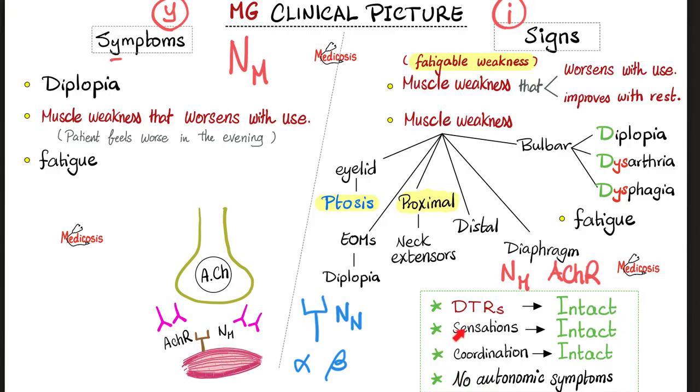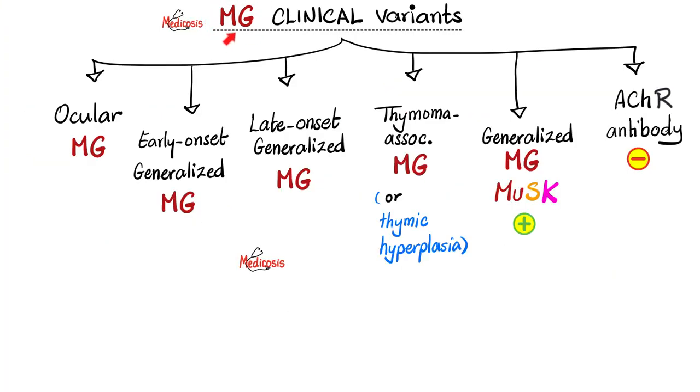Please remember these facts because the story is going to differ when we talk about Lambert-Eaton myasthenic syndrome in the next video. Not all myasthenia gravis patients are the same. We have many clinical variants for this disease. There is ocular myasthenia gravis, early onset generalized myasthenia gravis, late onset generalized myasthenia gravis, and thymoma associated myasthenia gravis, but it does not have to be a thymoma. It could be thymic hyperplasia. What's the difference? Thymoma is a neoplasia, but thymic hyperplasia is not. To learn the difference between neoplasia and hyperplasia, please refer to my pathology playlist.